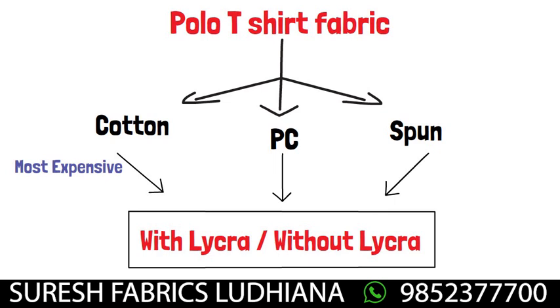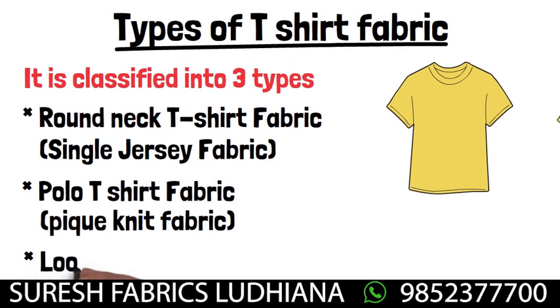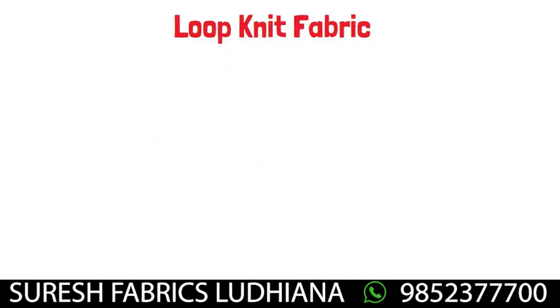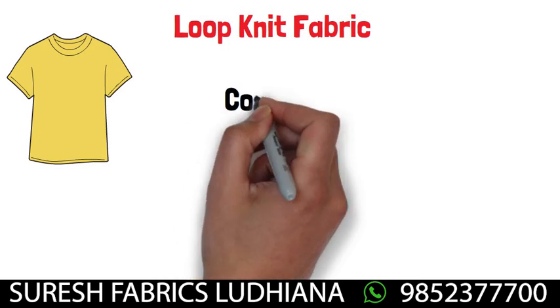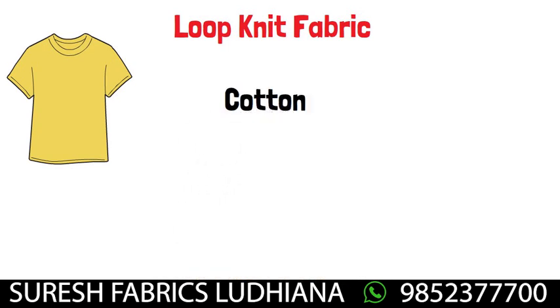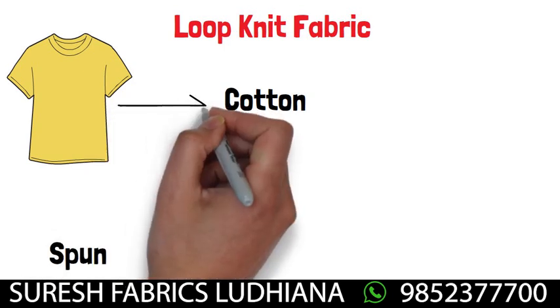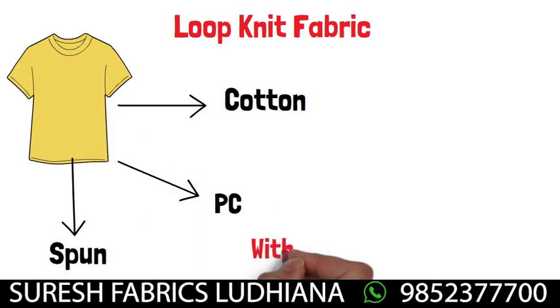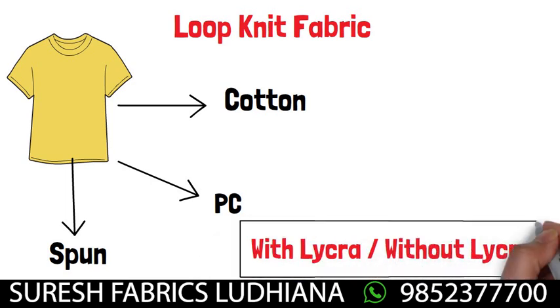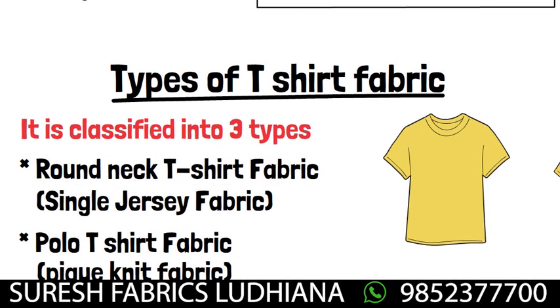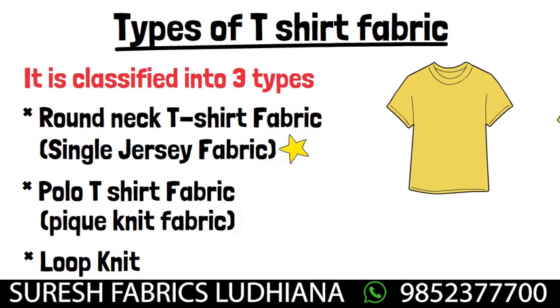Now the third part of the t-shirt fabric is the loop knit. Loop knit is actually not a proper t-shirt fabric, but people these days are making t-shirts out of it just to give a high GSM feel to the fabric, which gives a premium feel to the fall of the fabric. So it again comes in cotton, PC, and spun, then with lycra and without lycra. The process is the same, but the most common ones are obviously the first two I mentioned, polo t-shirt and single jersey. And this is all about the types of t-shirt fabric.